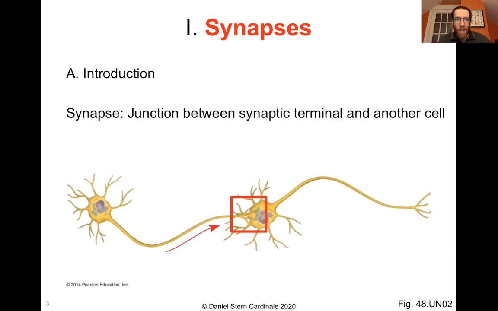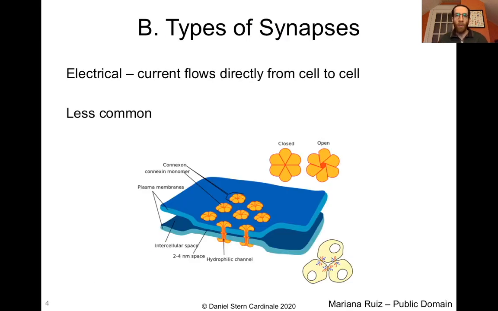We've already defined it. It's just the junction between a synaptic terminal, so the end of an axon, and some other cell. In this picture, it is one neuron and a second neuron, but as we'll see next time when we talk about muscles, it can be between a neuron and a muscle, and it can be between other cells. It's just the junction between a neuron and some other cell. There are two types of synapses.